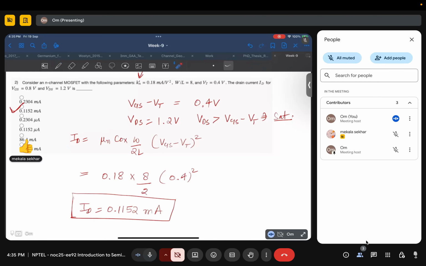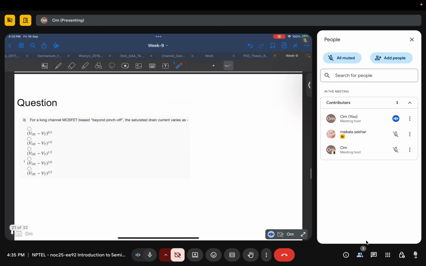So yeah, you need to remember this 2 is there in the denominator in the saturation current equation. So this is a very common mistake which you should avoid. Next one.